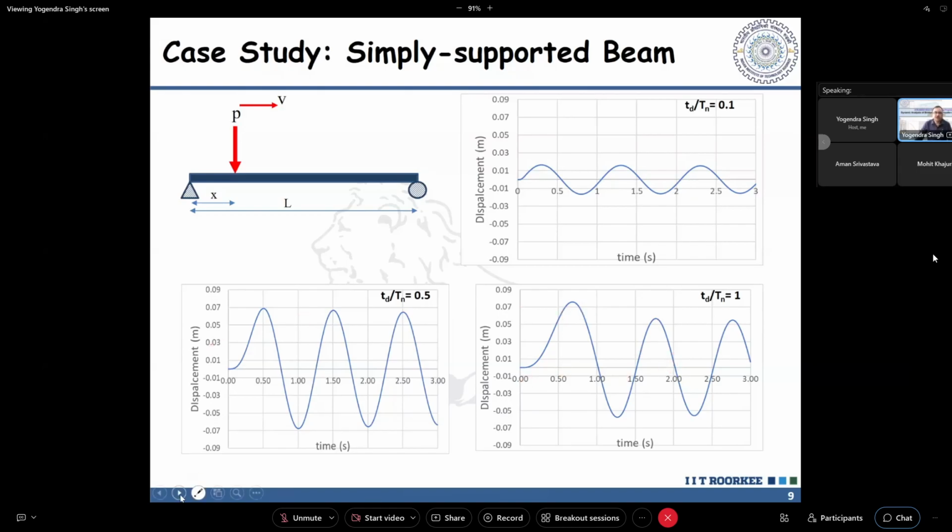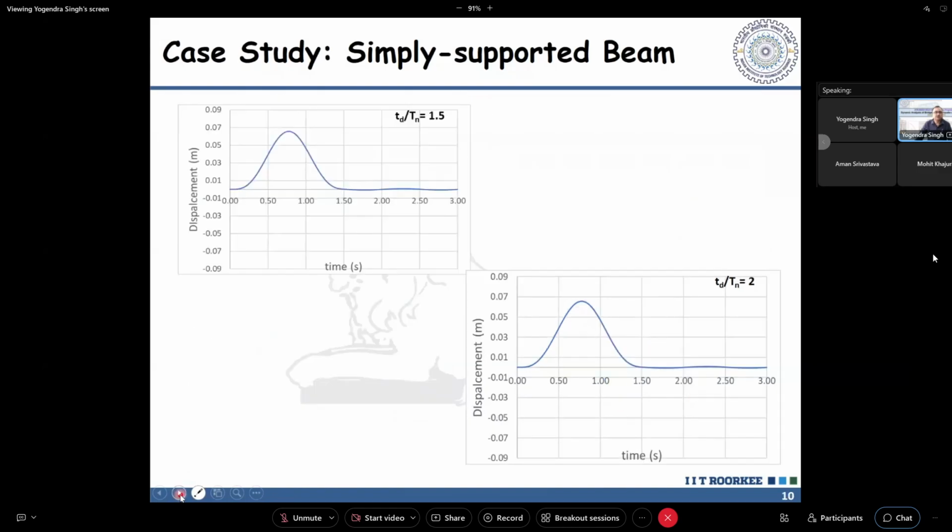And when the TD crosses TN, that means the velocity is reduced. So at TD by TN is equal to 1.5, we can see that there are hardly any vibrations. The displacement is small. And same is applicable in case of TD by TN is equal to 2. So the load is acting more or less statically. Okay. But this is about the displacement. Displacement sometimes may not give the correct picture. Let us look at the acceleration.